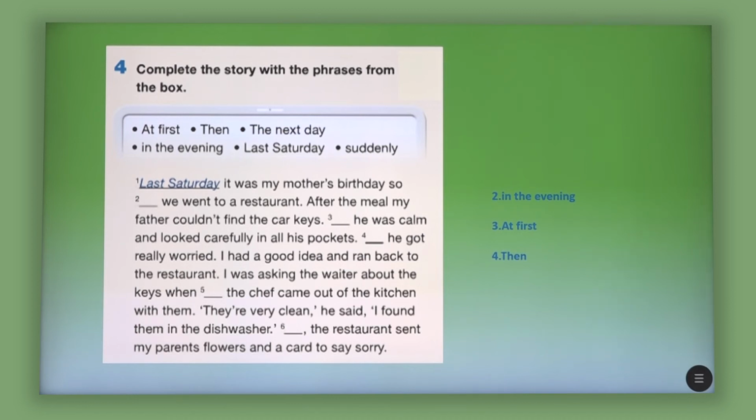I had a good idea and ran back to the restaurant. I was asking the waiter about the keys when suddenly the chef came out of the kitchen with them. "They are very clean," he said. "I found them in the dishwasher." The next day, the restaurant sent my parents flowers and a card to say sorry.